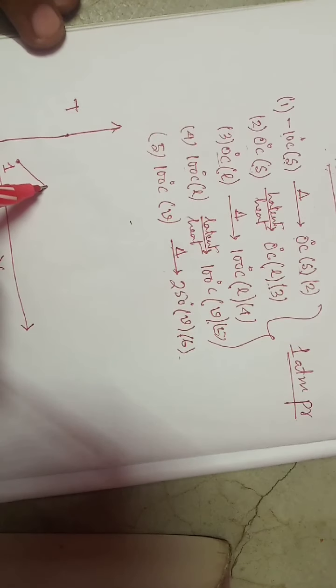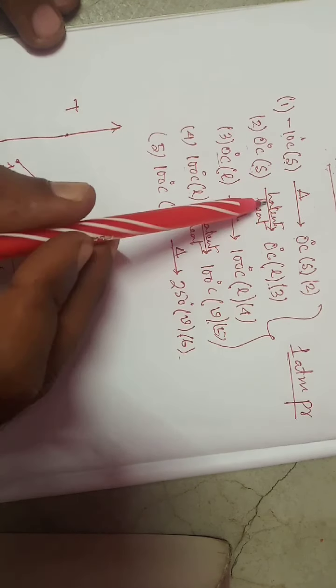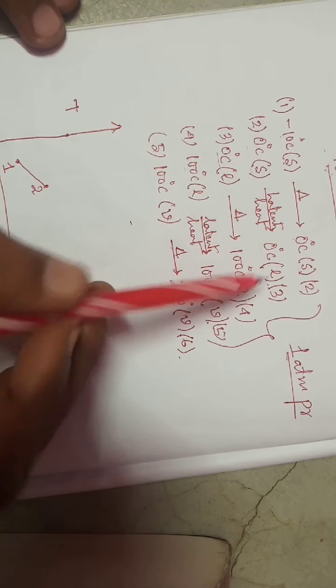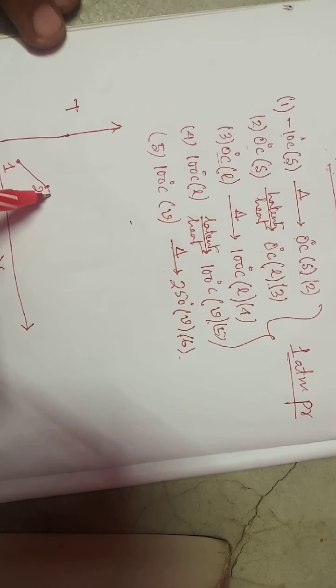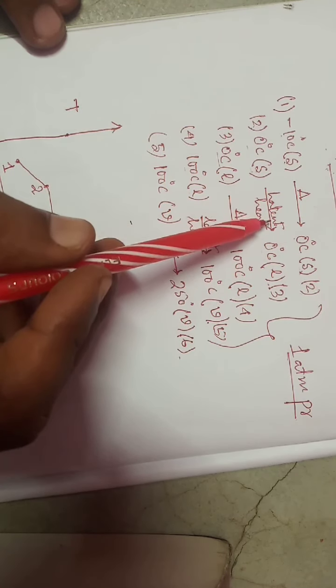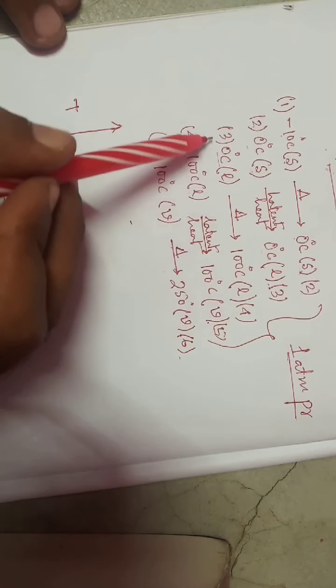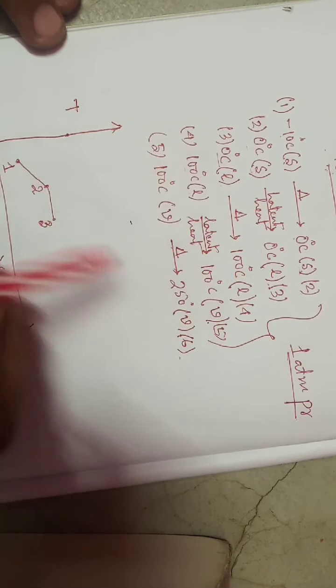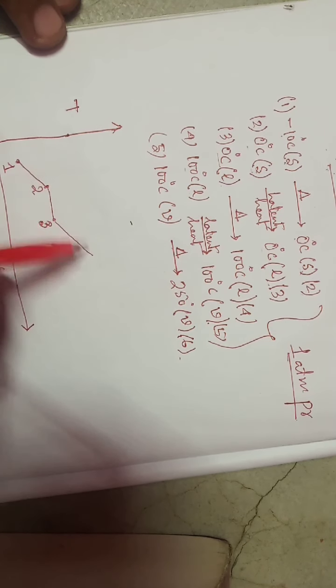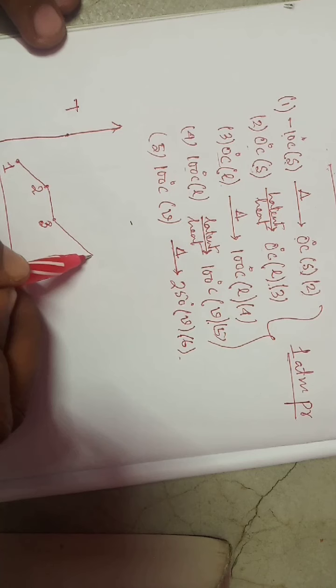Now this 0 degree centigrade of solid state, by taking latent heat, comes into 0 degree centigrade of liquid, which means the temperature remains the same for step 2 to 3, but entropy is increased due to this latent heat addition. Now this 0 degree centigrade of liquid, again by taking sensible heat, will increase its temperature and corresponding entropy and come into state number 4.